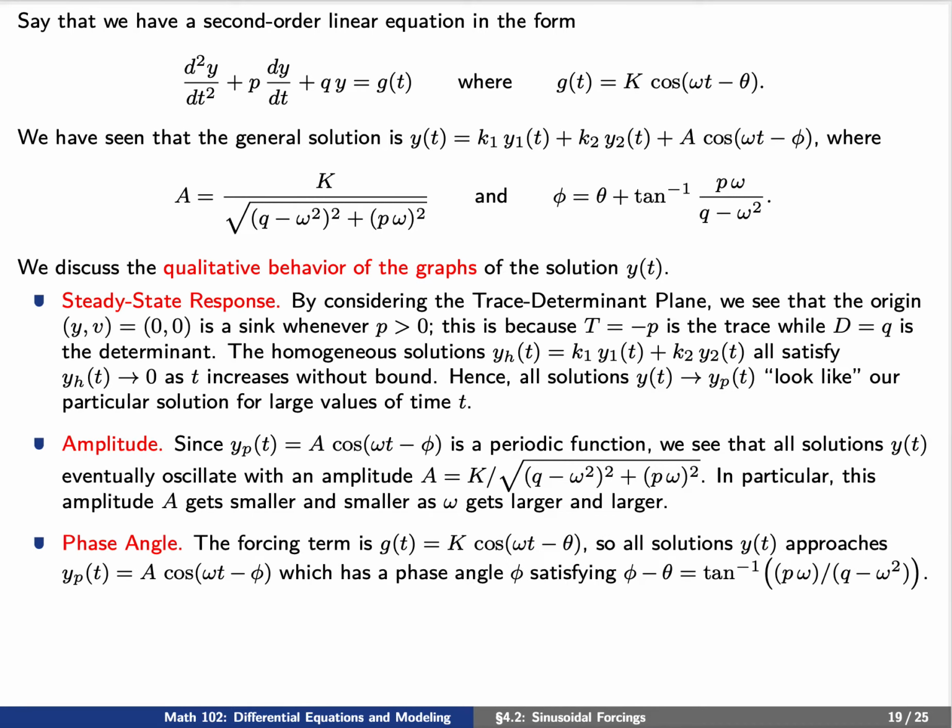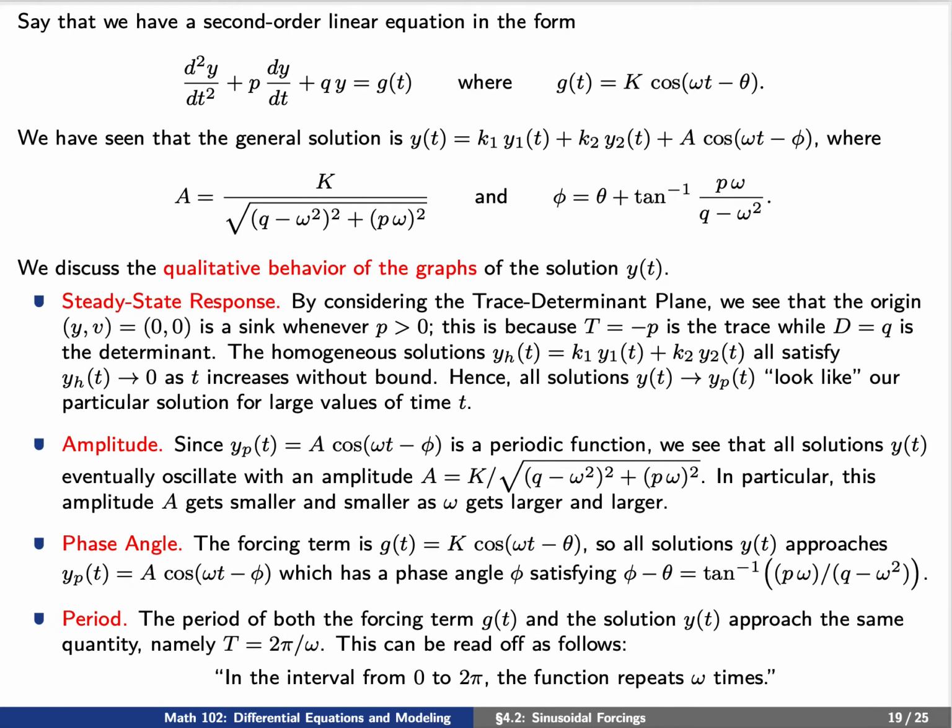Third, we have the phase angle. Remember that if our forcing term, g of t, has phase angle theta, then our solutions, y of t, approach the particular solutions, y sub p of t, which have phase angles phi. In fact, in general, phi is different from theta. You can actually check that phi minus theta is the arctangent of p omega divided by q minus omega squared. Again, we'll come back and see this in future lessons, what happens when the forcing phase angle, that is the angle theta for g, is different from the solution phase angle, that is our angle phi.